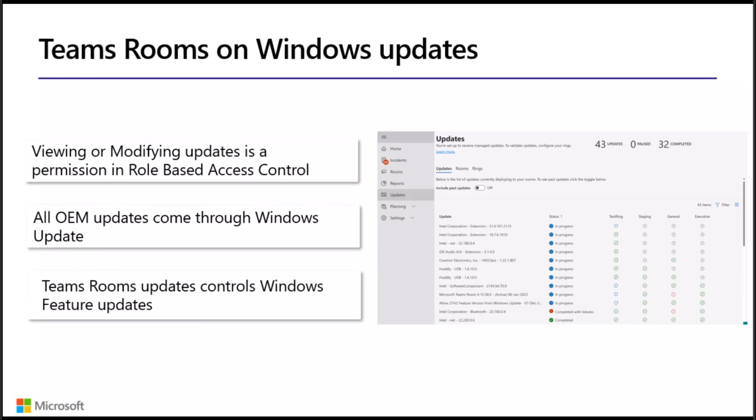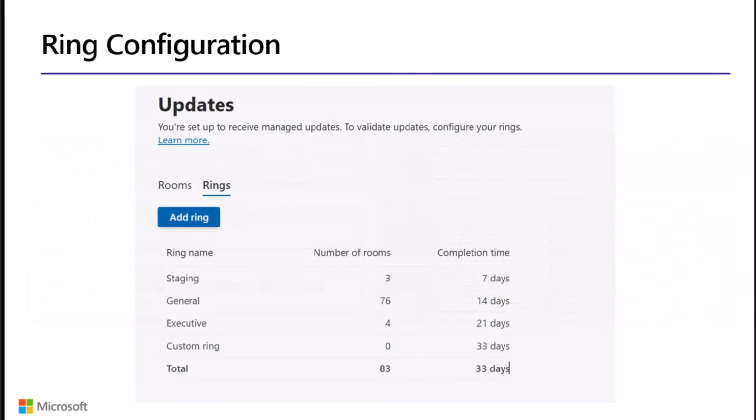New Windows feature updates aren't offered on Microsoft Teams Rooms devices immediately. The Teams Rooms application controls when the appropriate certified Windows feature update should be applied. For your ring configuration, there are 3 default rings: a staging, general, and executive ring, which work for most customers, but you can create as many rings as you like. Each ring can be configured for a duration of time that the system observes before moving to the next ring.